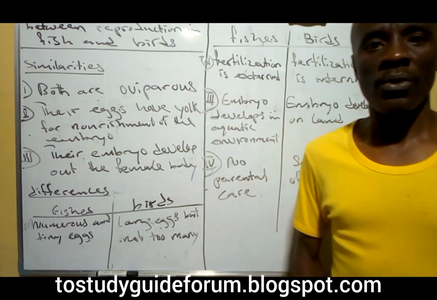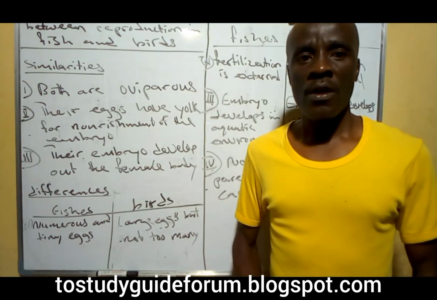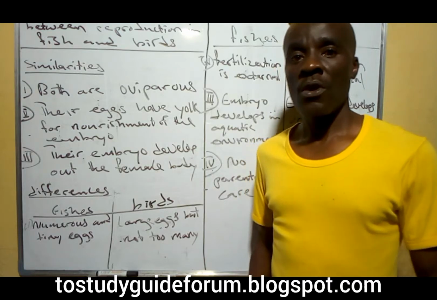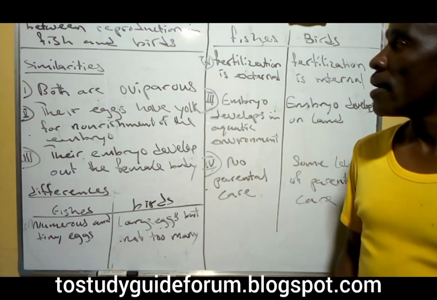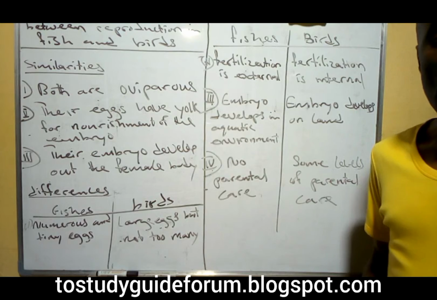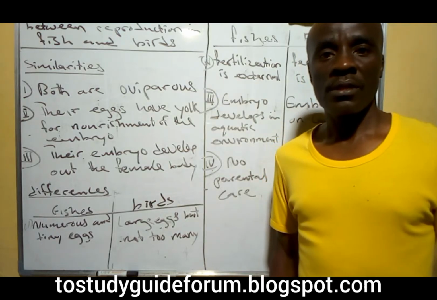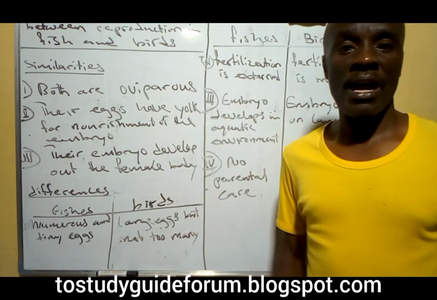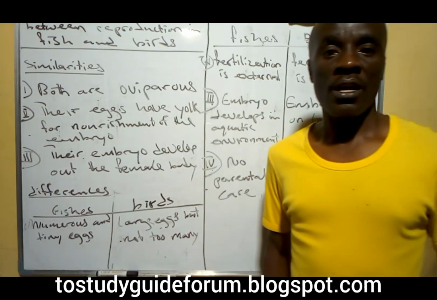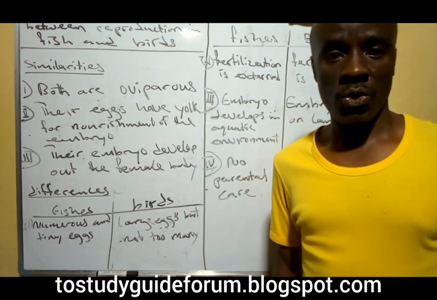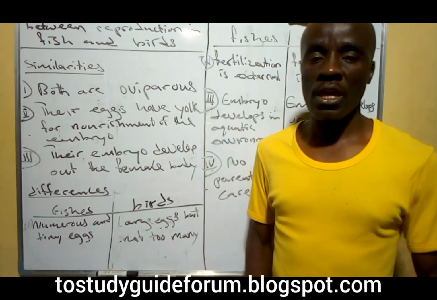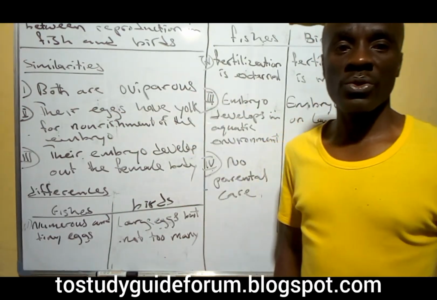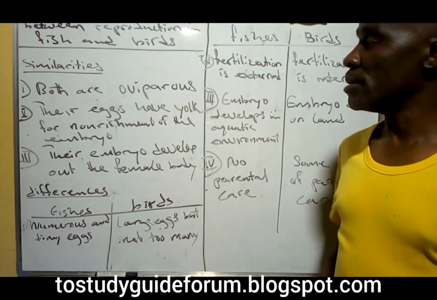Today we'll be looking at some of the similarities between the reproductive organs of reproduction in a fish and bird and some other vertebrates. In fact, we'll be looking at some of the vertebrates to compare and contrast some of the reproductive features. So for this, we're looking at the similarities that exist between the fish and the bird.